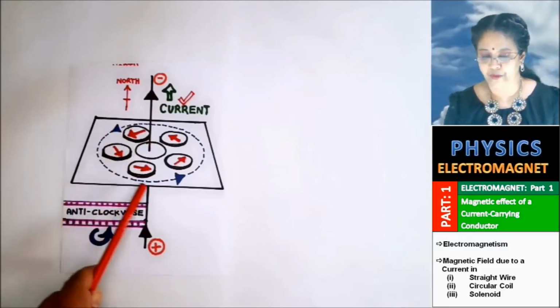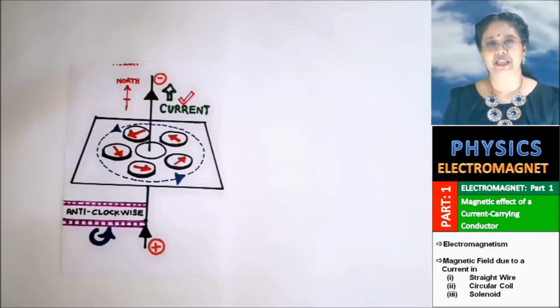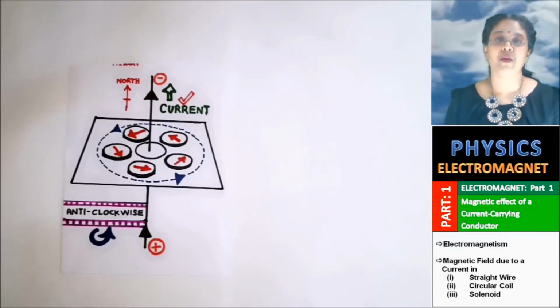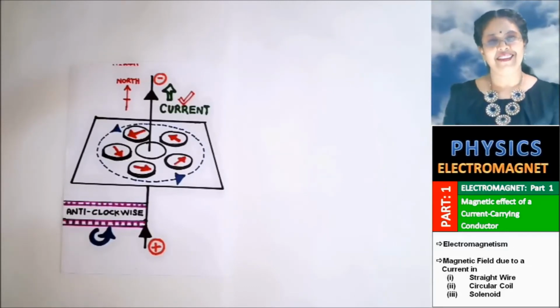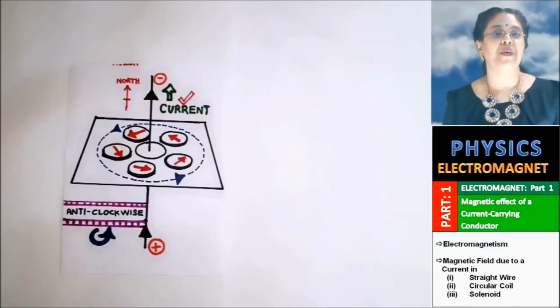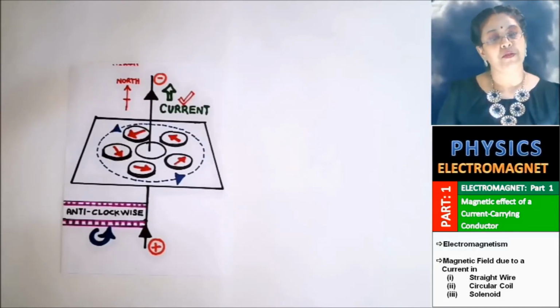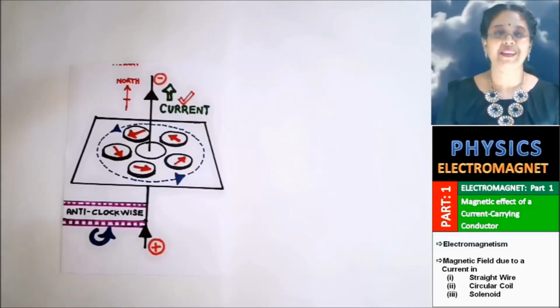Now, how would we know which direction this compass is supposed to move, whether it's clockwise or anti-clockwise? Now let's get excited. This is where we are going to learn the right hand grip rule, which will help us to find out the direction, whether it's clockwise or anti-clockwise.